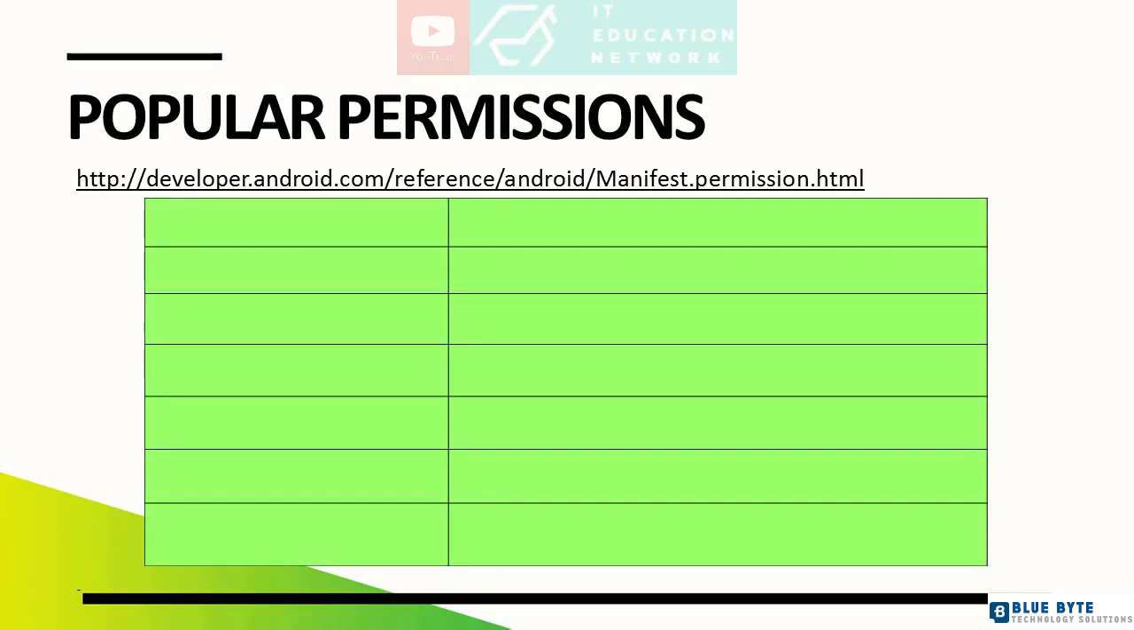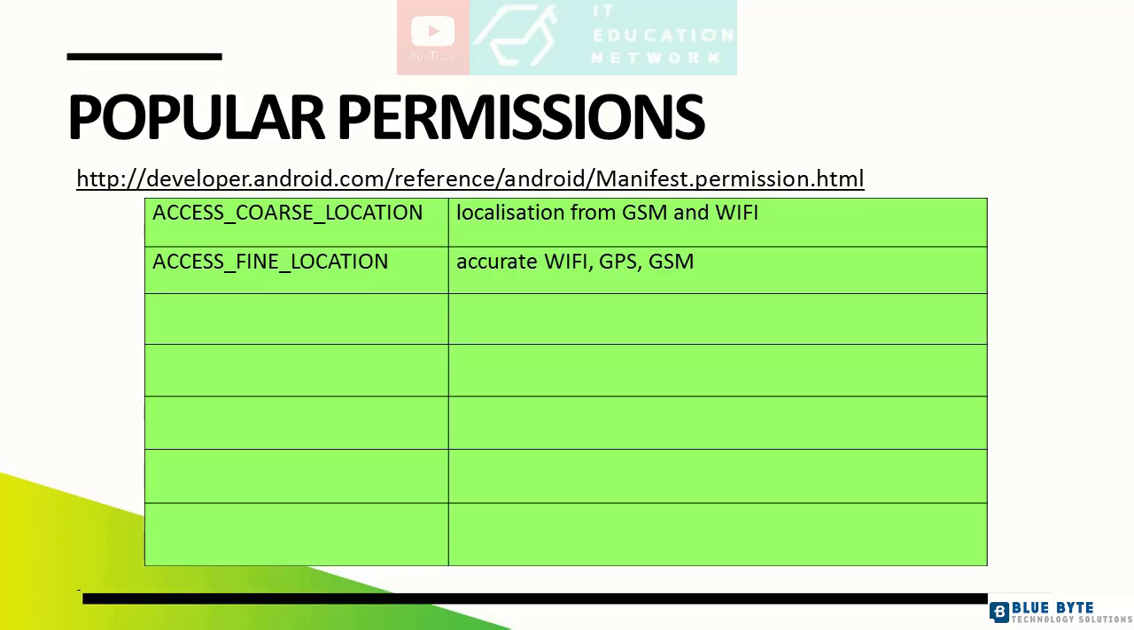The table below presents the list of the most popular permissions. The address provided on the slide includes a full list of permissions with their descriptions. The most important permissions used are the location permissions. There are two of them, access_coarse_location and access_fine_location. Depending on the level of detail we need, we have to choose the relevant option.